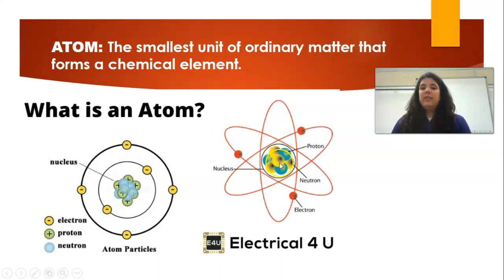Outside of this nucleus, you have all of these electrons that are floating around in what we would call orbits or shells. And these are negatively charged, so they will be floating around this nucleus. So you can kind of see how an atom is actually arranged.